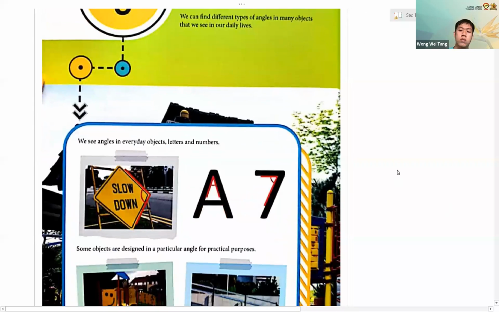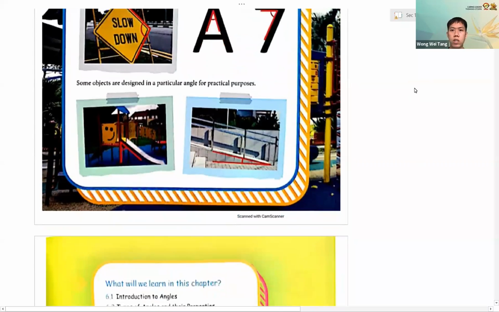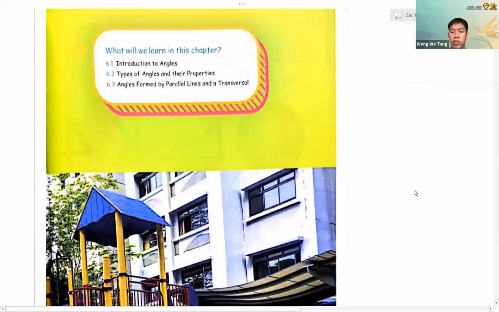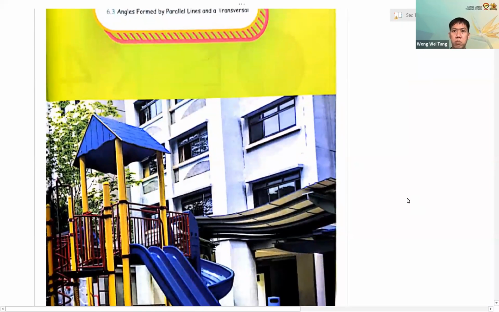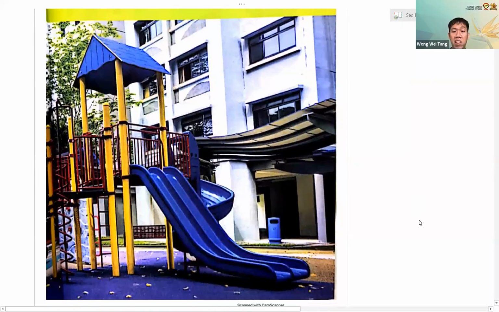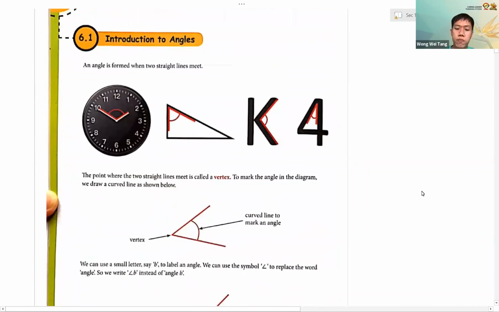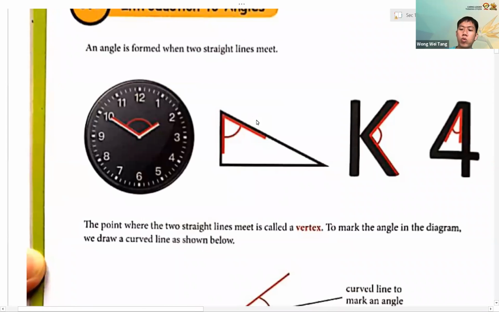Okay, so angles, you probably have touched a little on it in your primary school. So in secondary school, we're going to be learning a bit more about it. Different types of angles, the properties, the different angles formed by lines that are intersecting. Okay, so the introduction. An angle is formed when two straight lines meet, must be straight line.